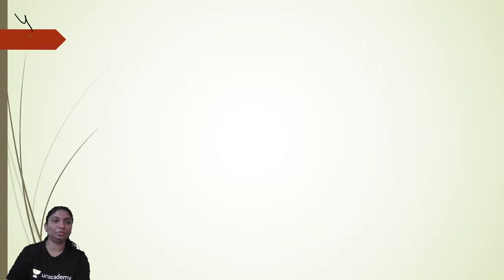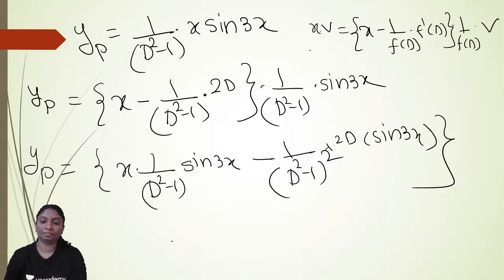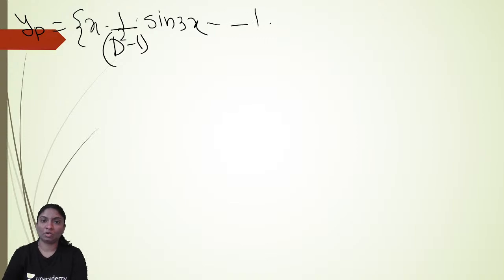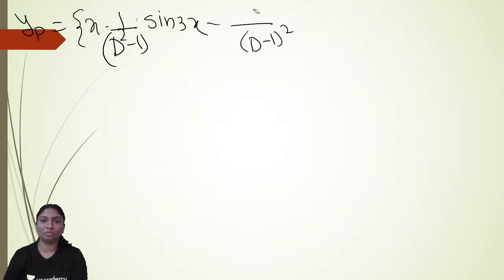Yp is equal to x into 1 upon d square minus 1 into sine 3x, minus 1 upon d minus 1 bracket square 2d into sine 3x, here 2d into sine 3x.